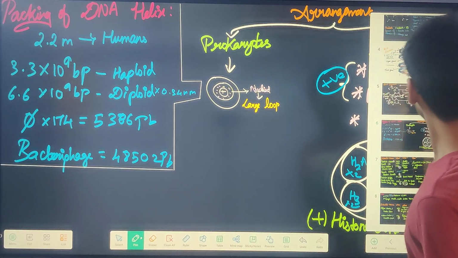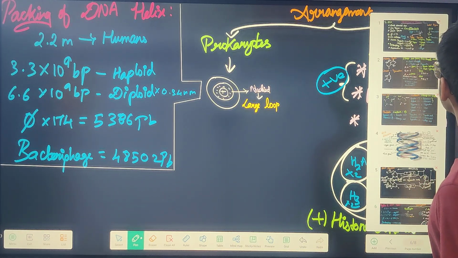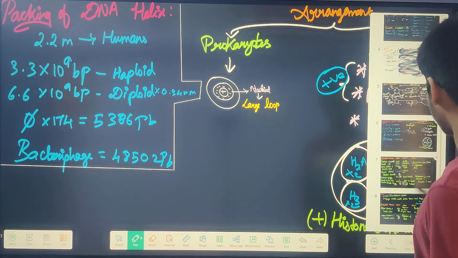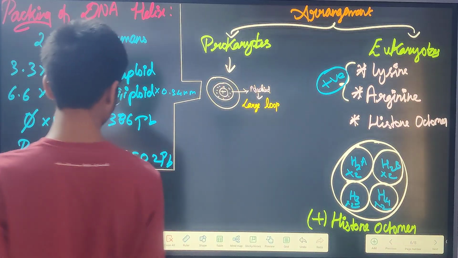Okay, here will be chromatids. Here will be nucleotides. Here it is nucleotide.